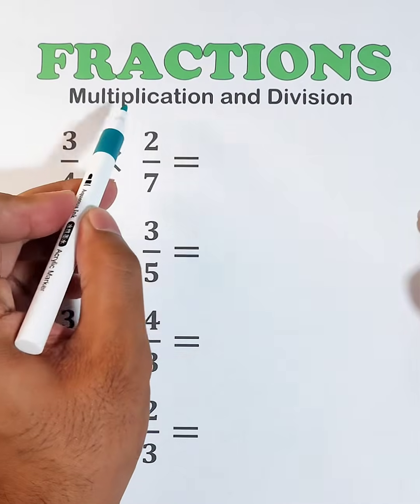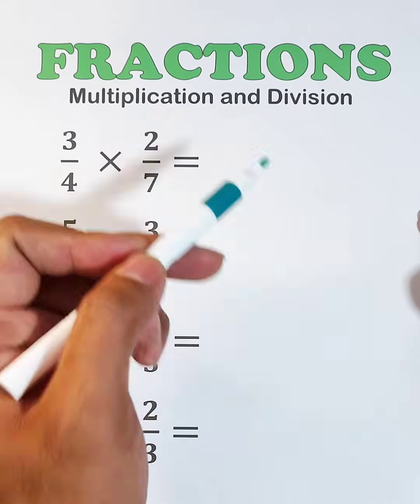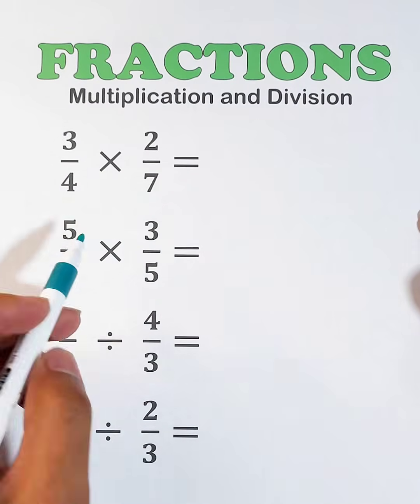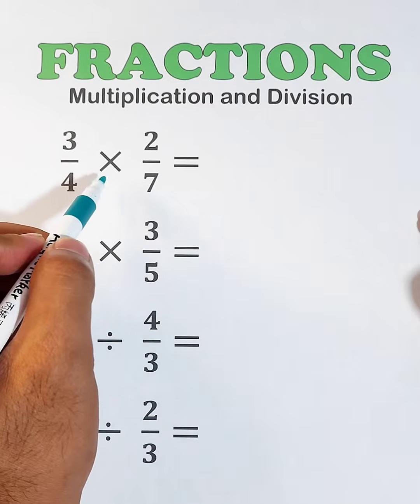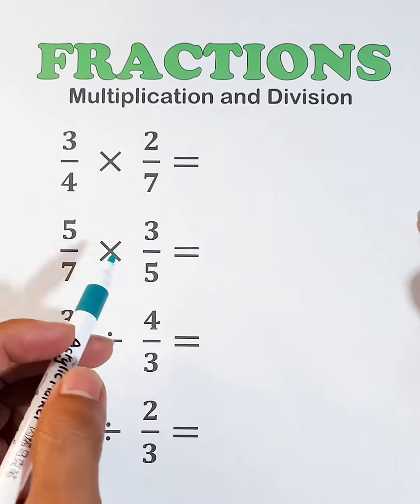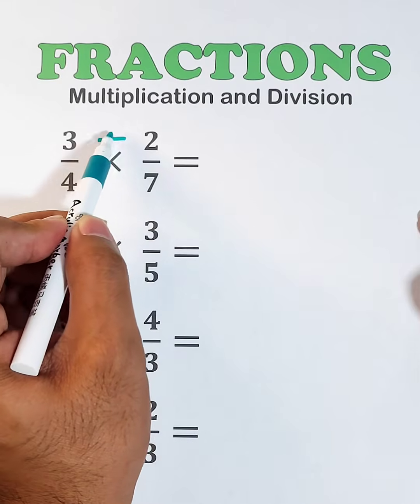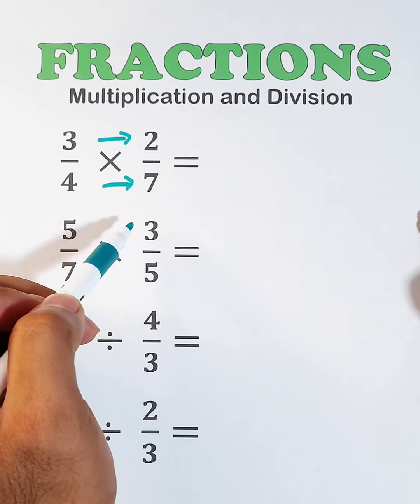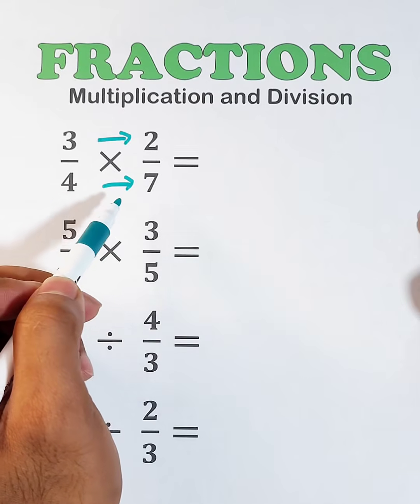Let's talk about multiplication and division of fractions. Let's start with this item. 3 over 4 times 2 over 7. To multiply fractions, what we need to do is we will multiply the numerators and the denominators. And after that, we will simplify the product of these two fractions.